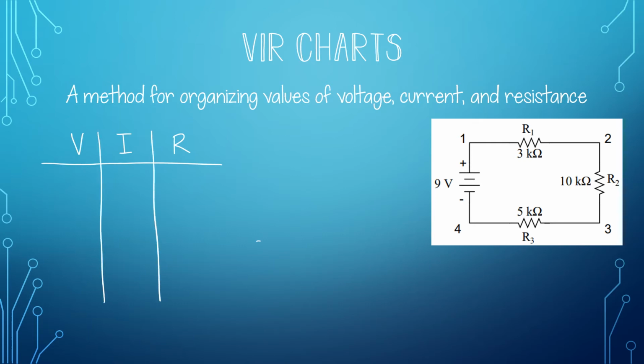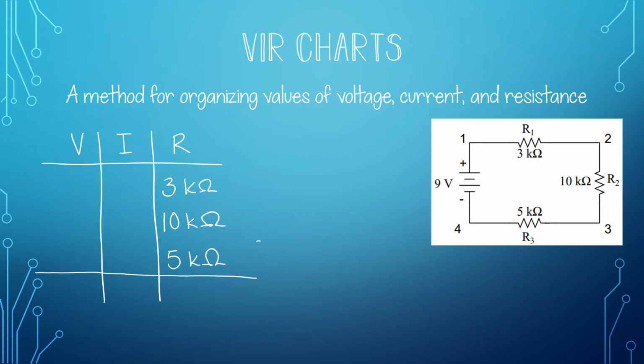The first thing we're going to put in our VIR chart is the value of each resistance in our circuit. So this example circuit has 3 resistances. It has a 3 kilo ohm resistor, a 10 kilo ohm resistor, and a 5 kilo ohm resistor. And then once we write all those resistances, we're going to put a horizontal line in here. Our last row in our VIR chart is going to be for our totals for our circuit.